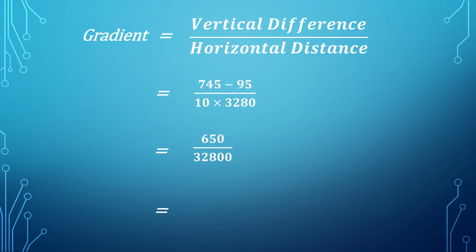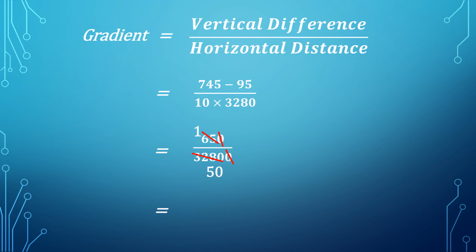So our vertical difference works out to be 650 all over 32,800 feet. All right, good. So the next thing we're going to do is to cancel our zeros, like that. Then we say 65 into itself gives us 1, good. And 65 into 3,280, or 3,280 divided by 65, gives us 50.